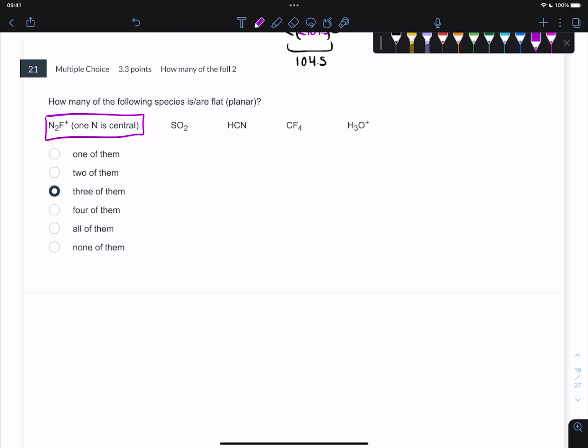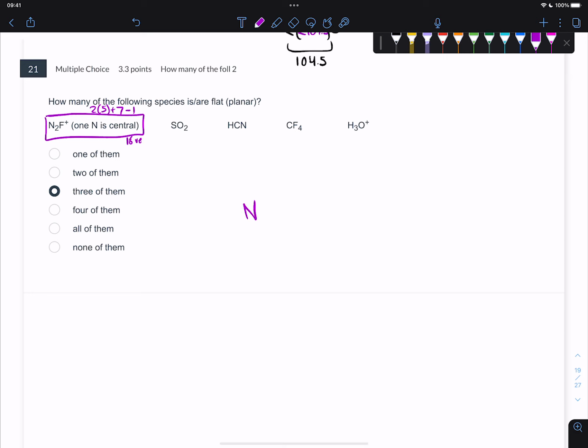So how do we count up those valence electrons? Well, it's going to be 5 for the nitrogen. Actually, there's 2 of them, so it's going to be 2 times 5, which is 10. Plus, we're going to add in the fluorine, which is 7. But we're going to subtract away that electron because of the plus charge. So 10 plus 6 is 16. So there are 16 valence electrons for that first thing.